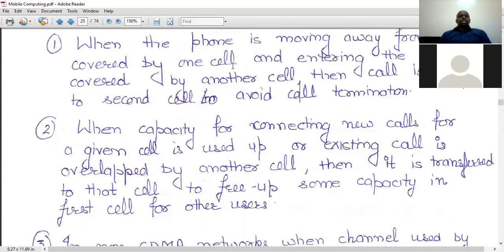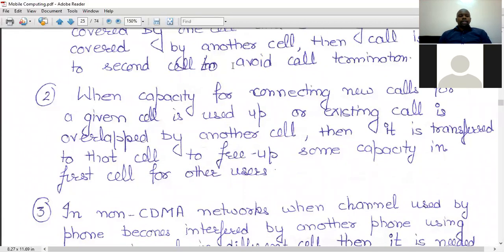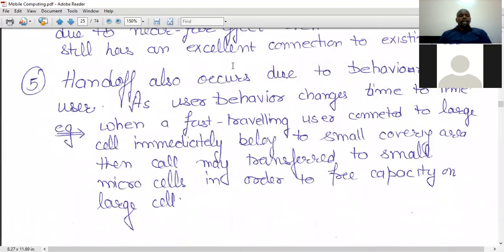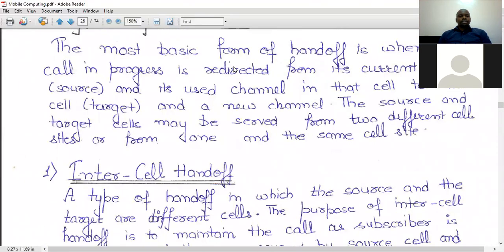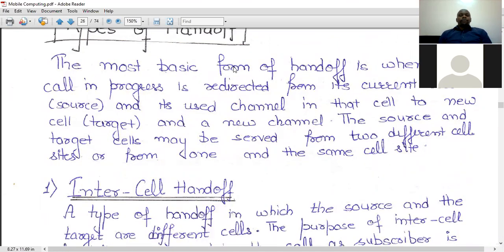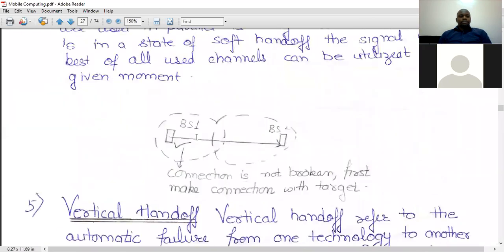All right, so that is the most basic reason, but there are other reasons why handoff occurs. Those other reasons, we are going to discuss here in types of handoff. Now, there are types of handoff. We are going to list them into 5 types.